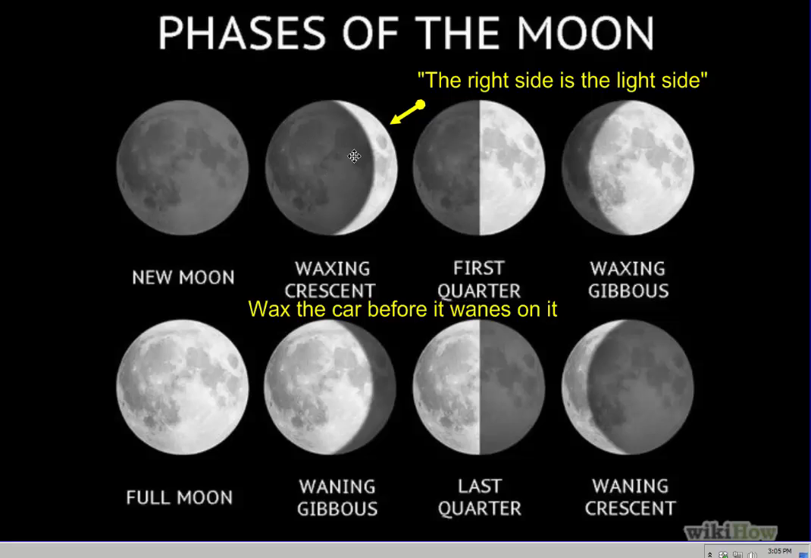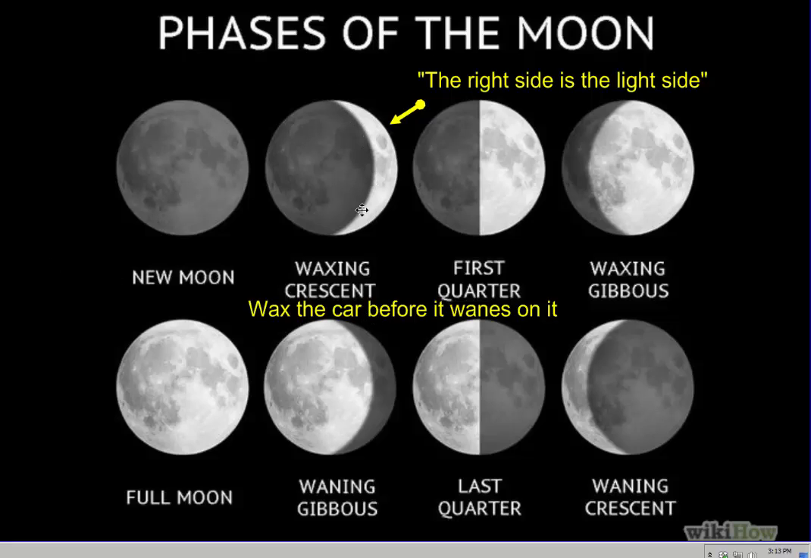When the moon is getting lighter and lighter and lighter, we call that waxing. And when the moon is on its way from full to getting darker and darker and darker, we call that waning. The way I like to remember that is the saying, we like to wax the car before it wanes on it. It waxes before it wanes. Getting more lit is waxing. Getting closer to being darker is waning.